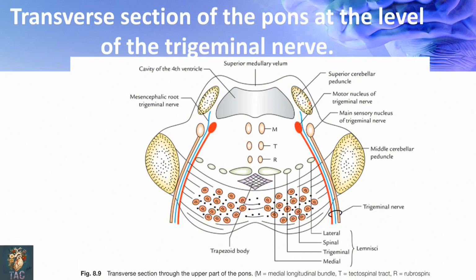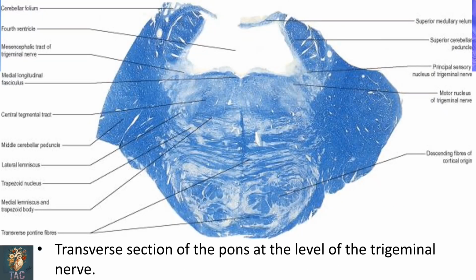The ventral or anterior spinocerebellar tract will be present over here, as in the lower section, and then it will enter through the superior cerebellar peduncle into the cerebellum. So these are the features of the pons at the level of the trigeminal nerve nuclei. This is another beautiful section of the internal structures of the pons at the level of the trigeminal nerve nuclei.